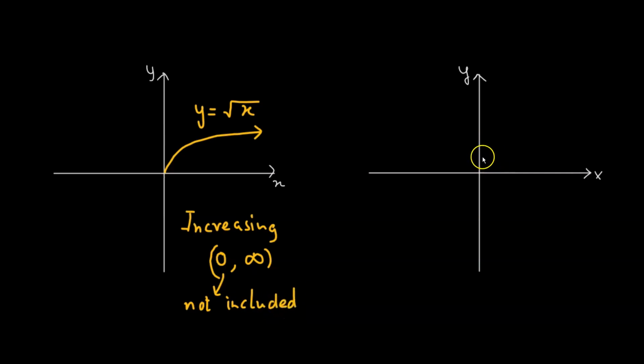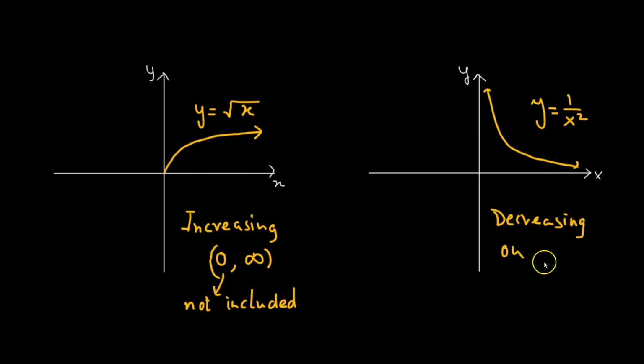Next, let's say we talk about the graph given by y equals 1 over x squared. Is this graph increasing or decreasing? It's decreasing. All we have to do is move along the increasing direction of x, and it is decreasing on 0 to infinity. Here again, we have not included the value 0.